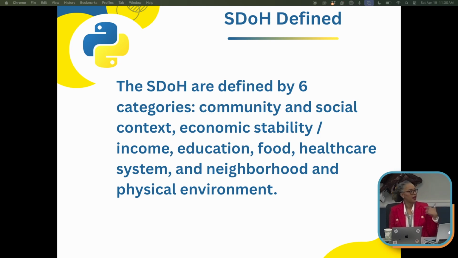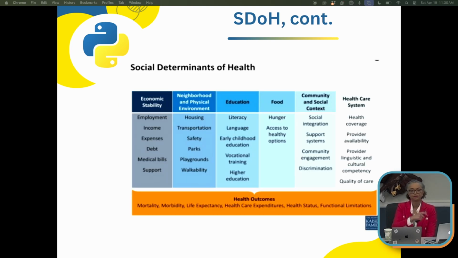Social and community context, I put stigma under that. Food insecurity, I put under food, and healthcare access, I put under healthcare system. Okay, it's legible. All right, so the Kaiser Foundation does some phenomenal work in this field, thank God, because I'm going to be leaning on them for information with the idea that they're going to keep their websites up.